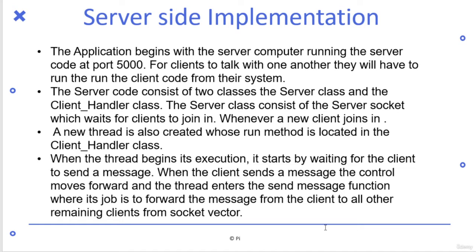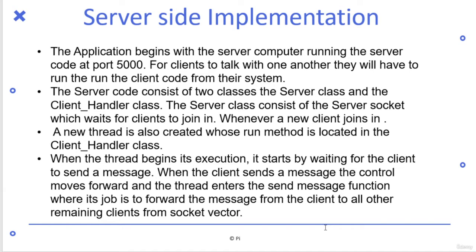So when the thread begins its execution, it starts by waiting for clients to send a message. As soon as the client is connected and the server and client are valid, the server waits for the client side message. When the client sends the message, it is controlled by the server and moves forward, and the thread enters the send message function. So first, what is the thread doing? Accepting the message. Once the message has arrived, the thread moves to the send message part.